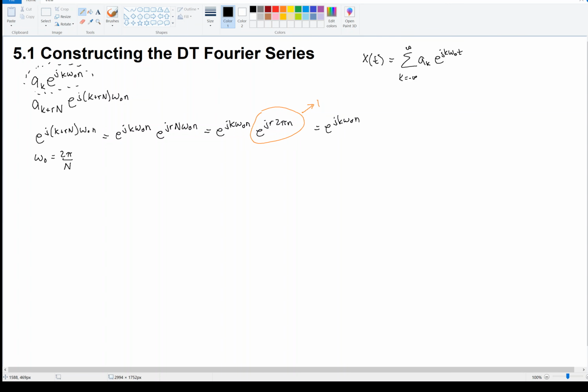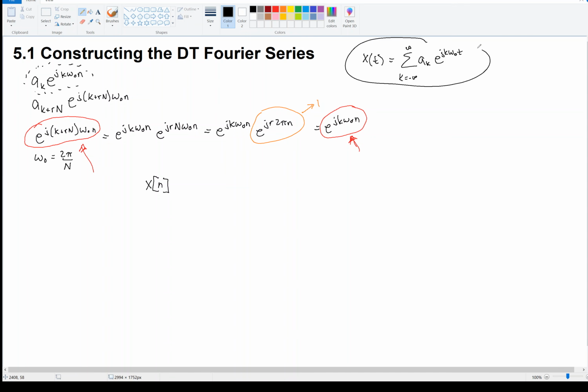So remember the claim? The claim was that if this is an ingredient in our construction of x of n, then so is this. So that means we don't want to add the same ingredient twice. If we're going to add this one here, we're not going to add this one here. So we need to be careful in the way we handle that. And we could prove it, but again, I'm not going to show you the gory details here like I did in continuous time.